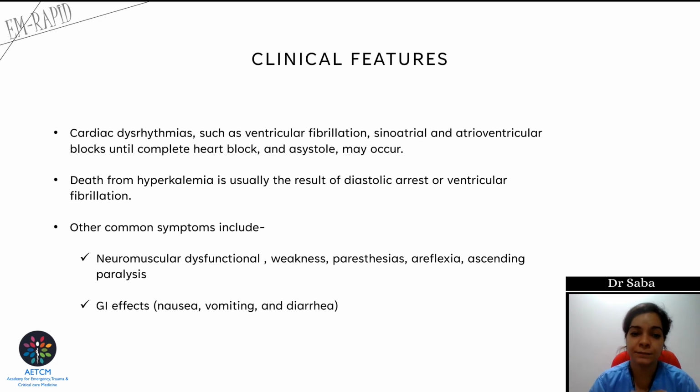Now, other symptoms will be neuromuscular dysfunction, weakness, paresthesias, areflexia, again causing paralysis, along with other GI effects of nausea, vomiting, and diarrhea. Hypokalemia and hyperkalemia, symptom-wise, are very closely related. In hypokalemia you also see periodic paralysis. Hyperkalemia also has periodic paralysis. Both will cause weakness, paresthesias, areflexia. Both will have cardiac dysrhythmias leading to bradycardia, asystole, and death.